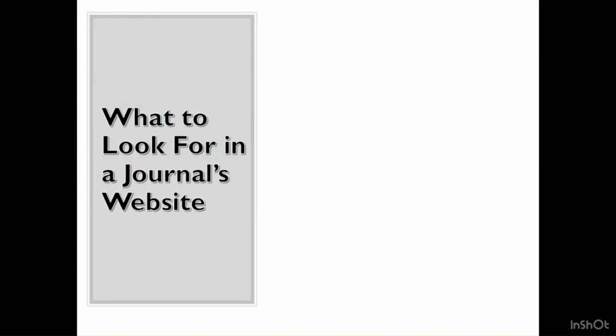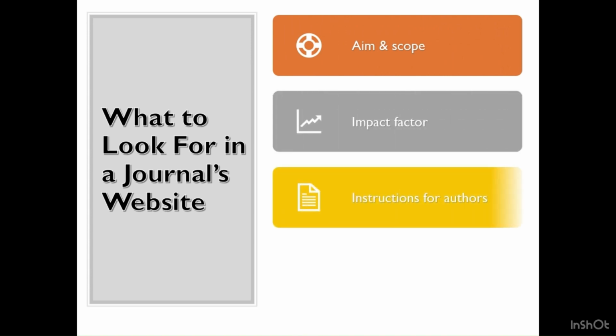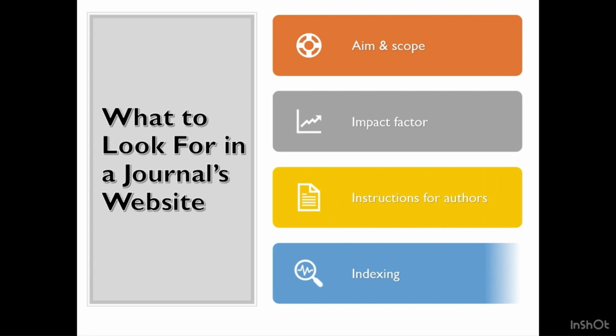First of all, I'm going to show you how to search for the journals, but when you open a journal's website, there are certain items that you have to look for. These include the aim and scope, the impact factor, instructions for authors, and finally the indexing.